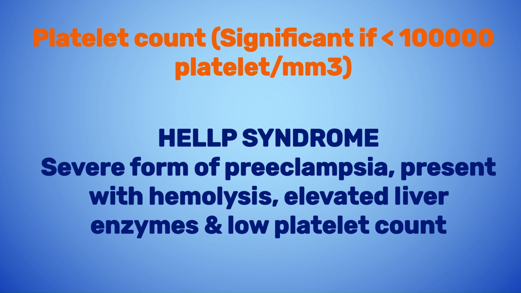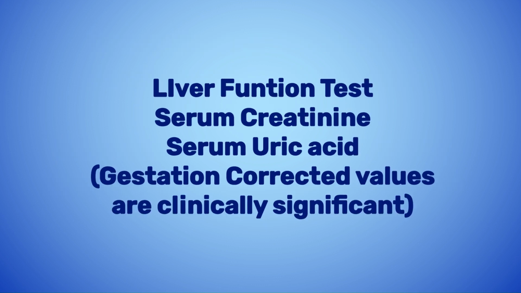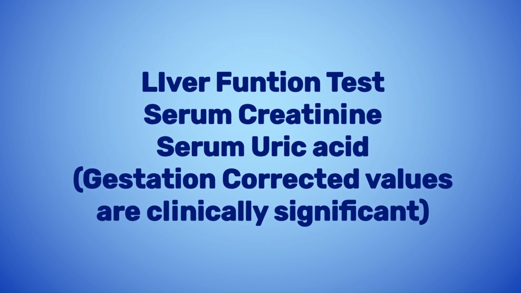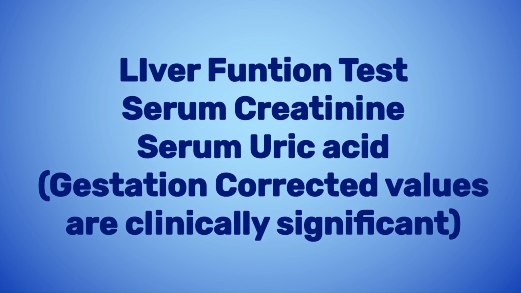You should know the HELLP syndrome. It's a severe form of preeclampsia presenting with hemolysis, elevated liver enzymes and low platelet count. Coagulation screening: prothrombin time and activated partial thromboplastin time are required if platelet count is low. Other common basic investigations include liver function test, serum creatinine and serum uric acid.